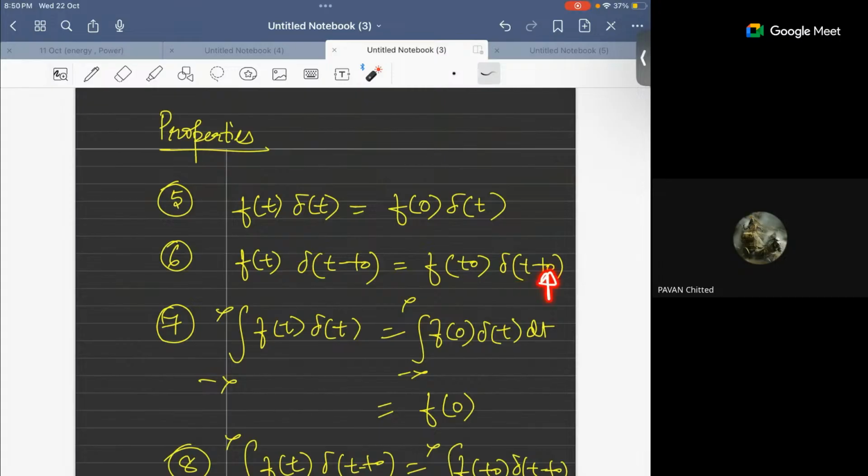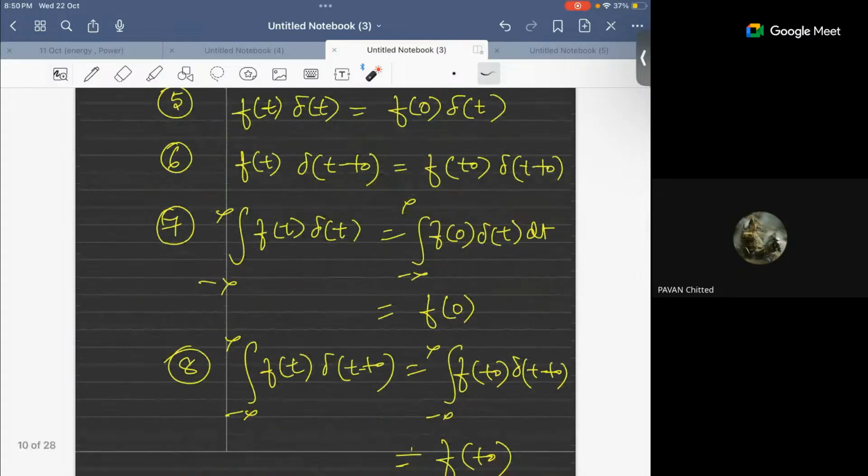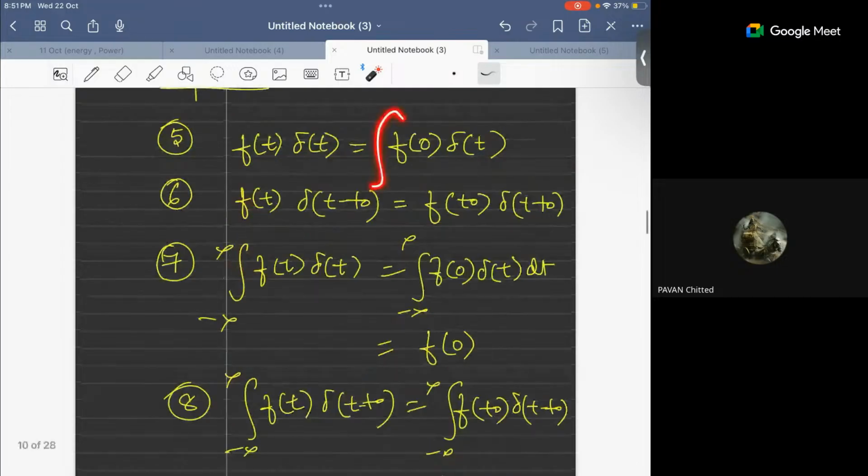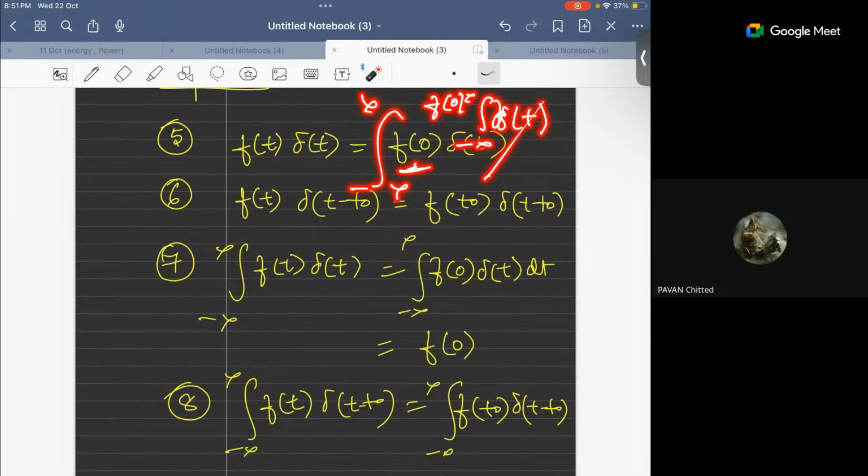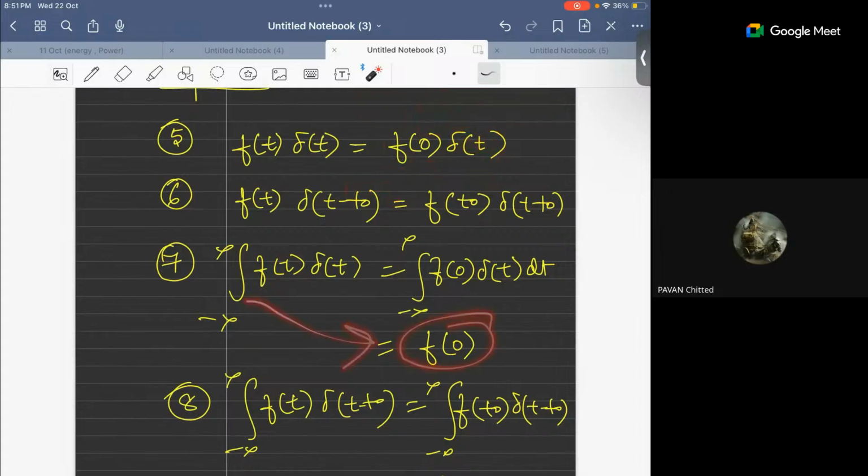Now the next property. You already know that f(t) times delta(t) is f(0) times delta(t), because delta(t) is just defined at 0. Now if we integrate this from minus infinity to infinity, f(0) is some constant. So you'll be left with f(0), and then you integrate the delta function from minus infinity to infinity, which is 1. You already know that. So you'll be left with f(0).